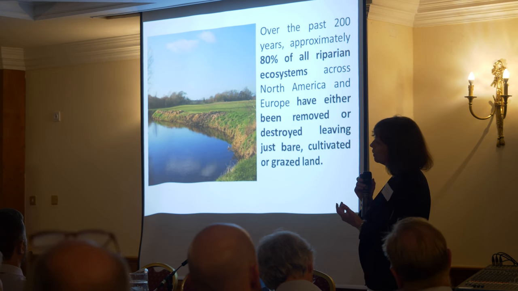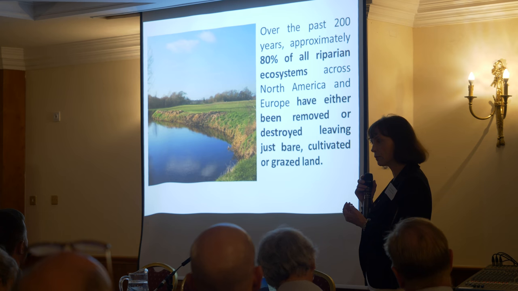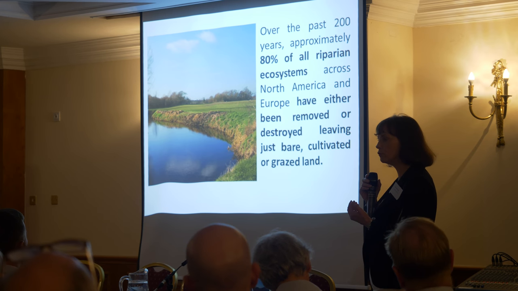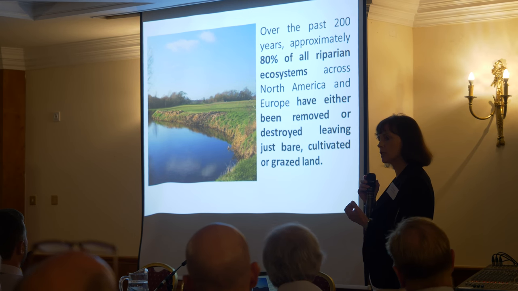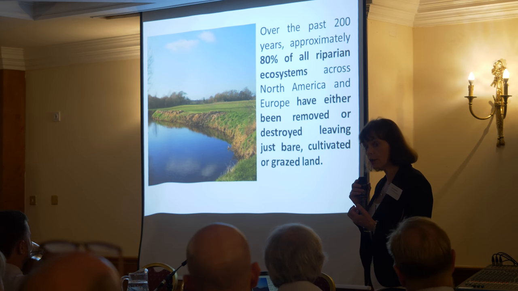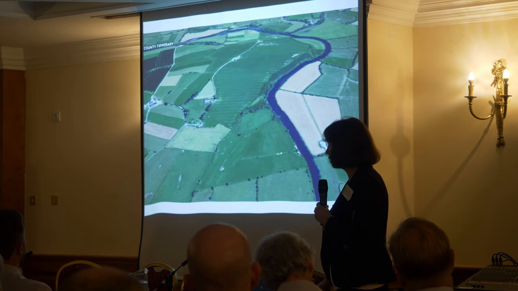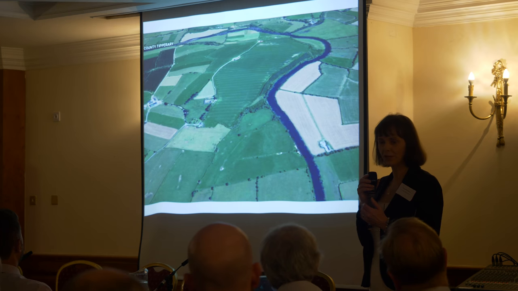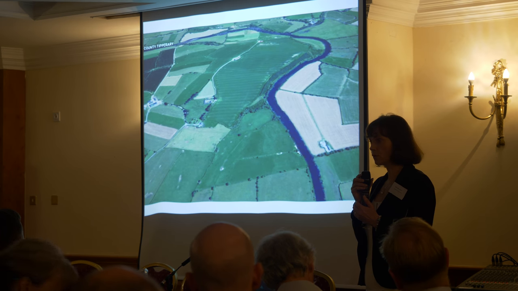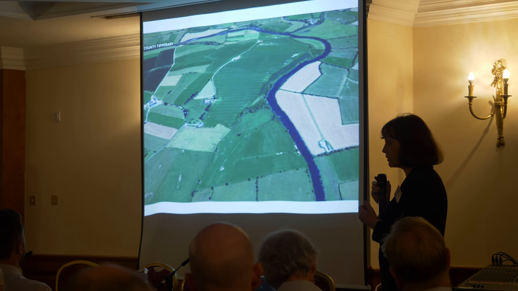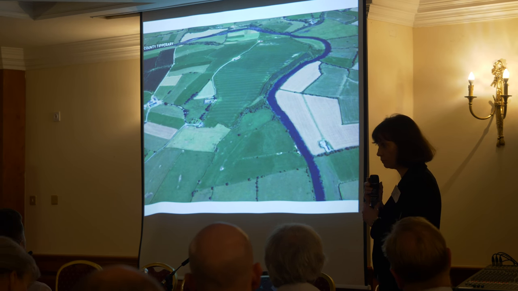Over the past 200 years, approximately 80% of all riparian ecosystems across North America and Europe have either been removed or destroyed, leaving just bare, cultivated, or grazed land. Now, we don't have figures for Ireland, but I reckon we're not far short of that. In fact, if you take a Google Earth trip down the Midlands of Ireland, into the southeast, through Waterford, and into North Cork, you will see that many of the riparian zones have been cultivated or grazed right to the river margin.